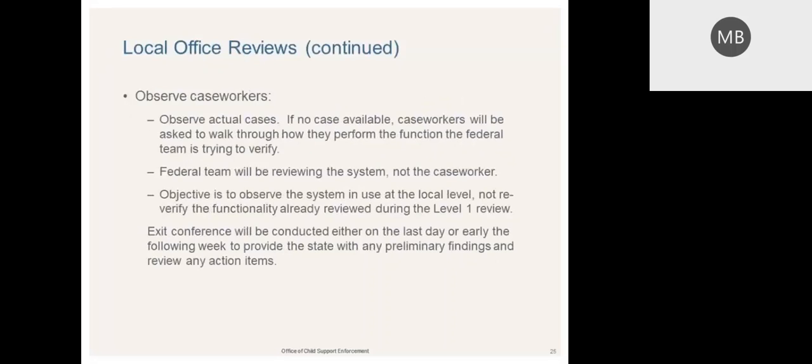The team will also observe caseworkers working on actual cases. If the state cannot find any case to demonstrate an objective or scenario, the caseworker may be asked to walk through how they would perform the function. Please note, the federal team will be reviewing the system, not the caseworker, so please encourage the caseworker to relax. The main objective of the local office review is to observe the system in use at the local level, not to re-verify the functionality of the child support system, which was already reviewed during the Level 1 review.